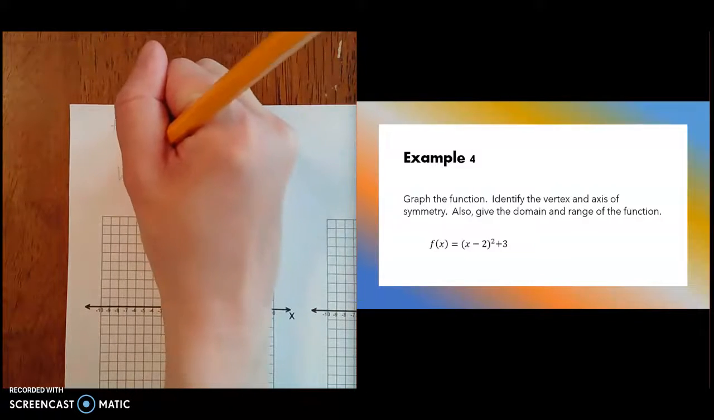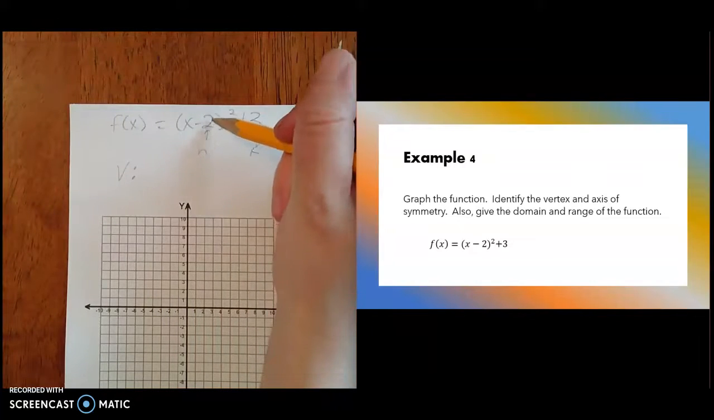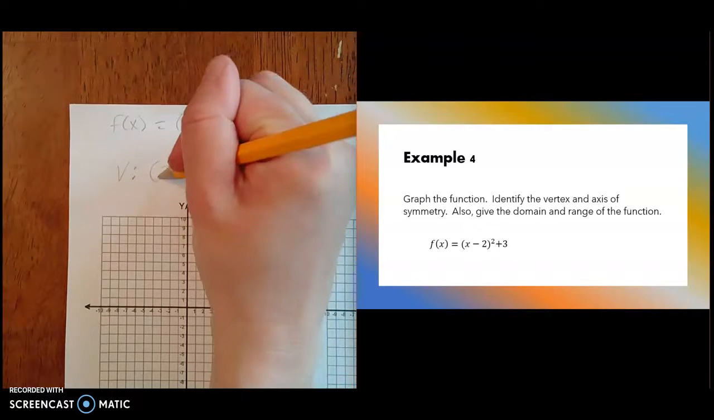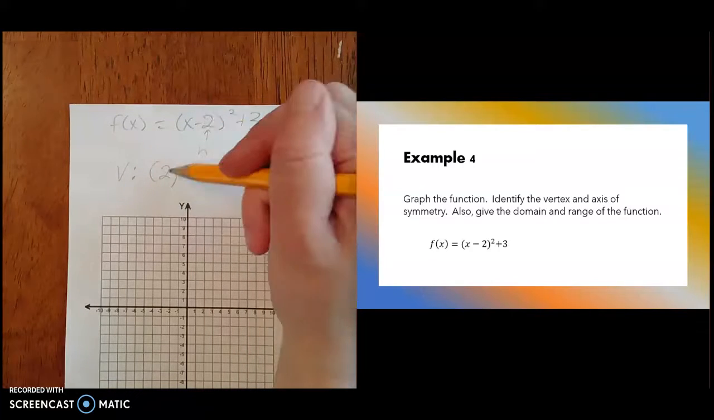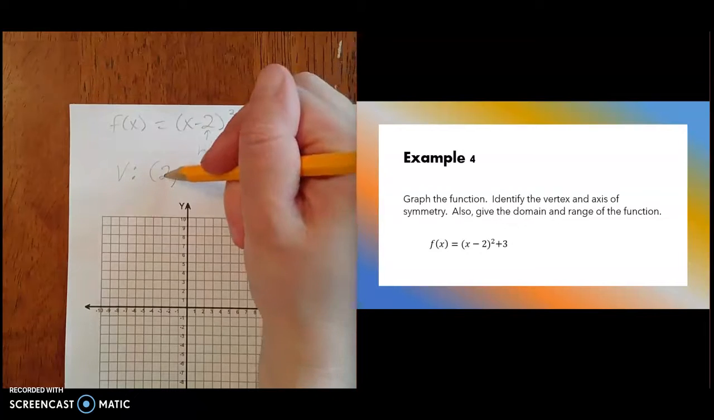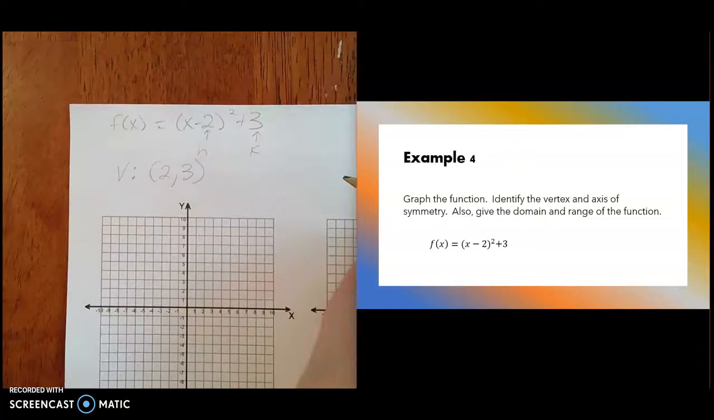We can go ahead and identify our vertex right away. We don't even need to graph it or do a table of values. The x coordinate of our vertex is positive 2. It's always kind of the opposite of what you see in there. It's a minus 2, which means that positive 2 is our x value, and then that plus 3 means that we have a y value of 3.